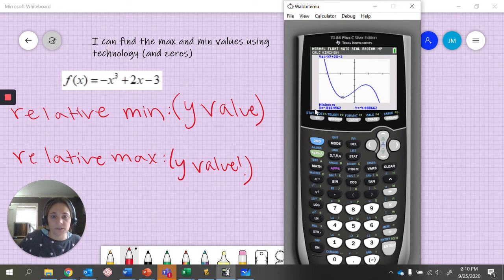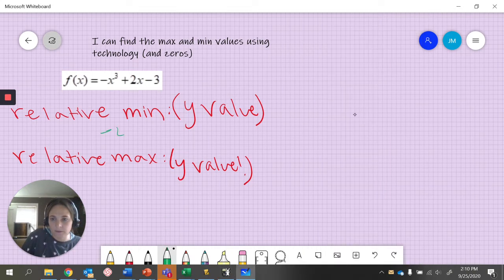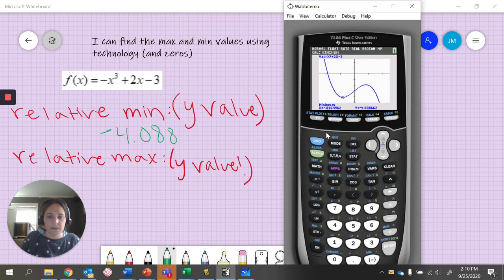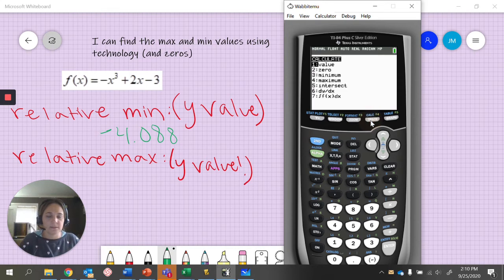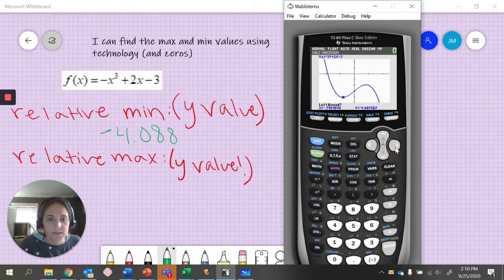It occurs at the x value. The minimum value is negative 4.088. So that's negative 4.088. And then you do that exact same. You hit second calc and you go to the maximum now. So you're now going to go down to number 4, press enter, and move.